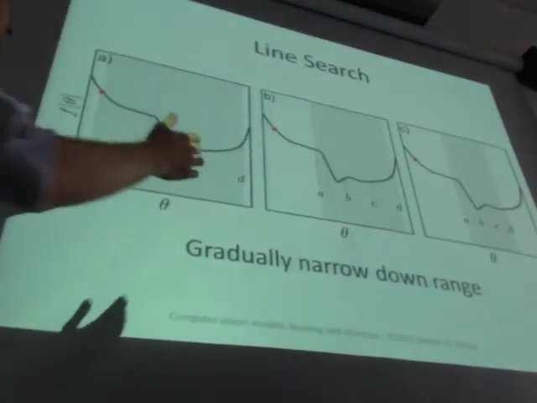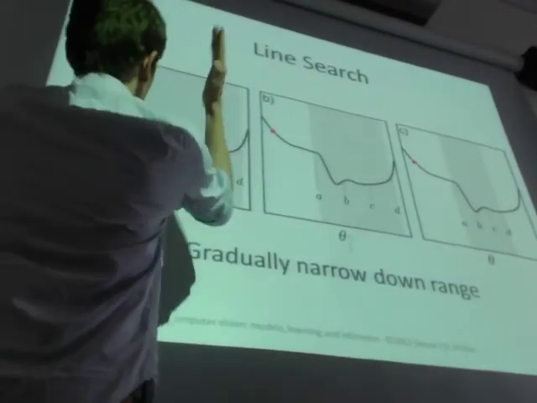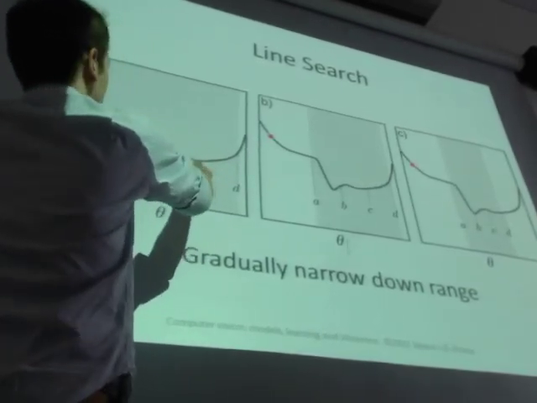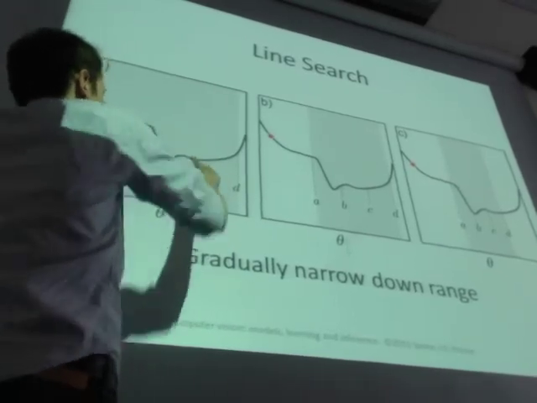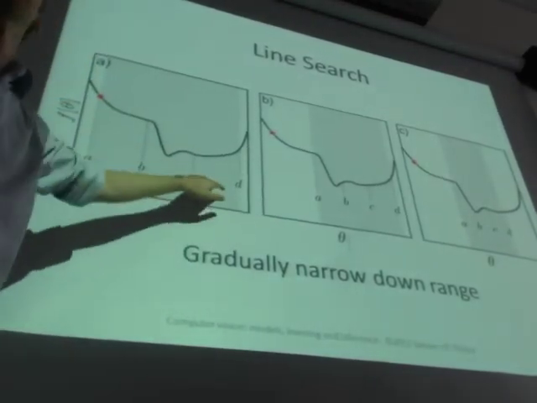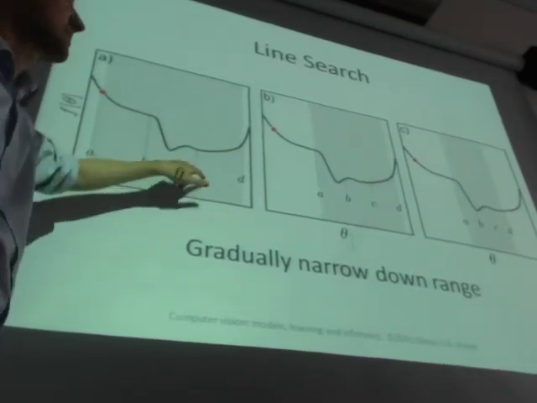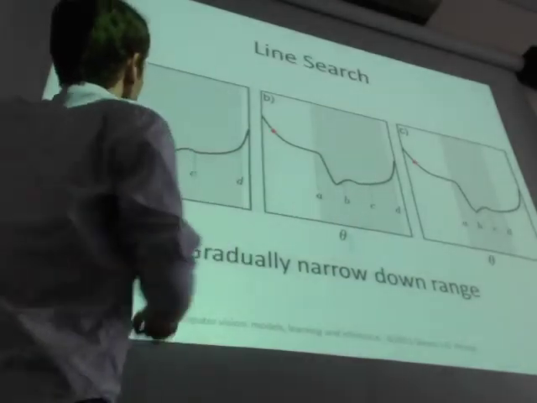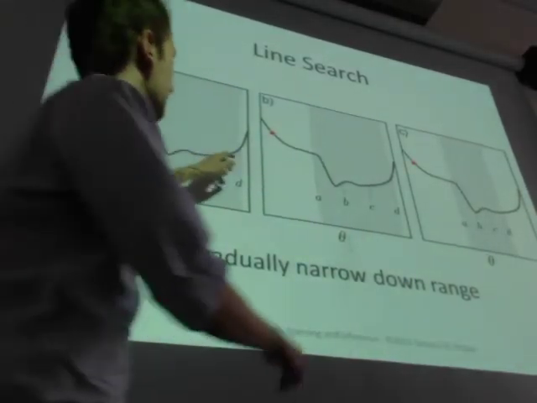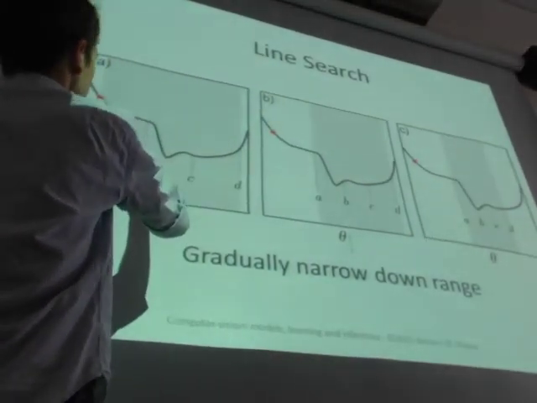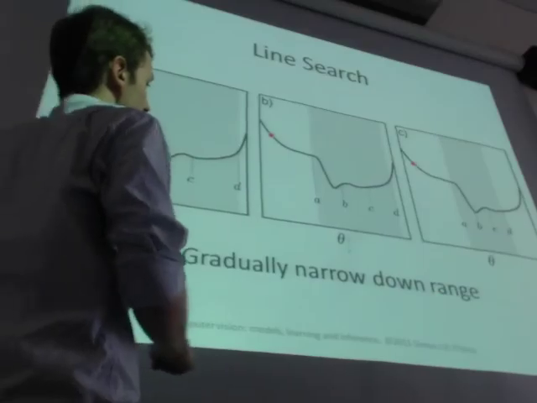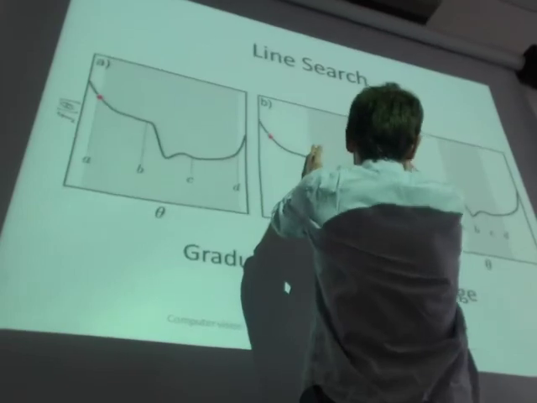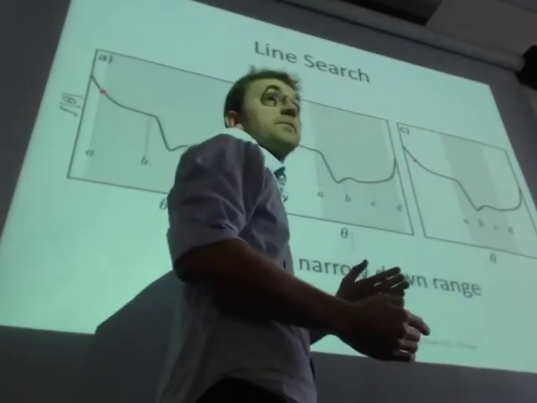You subdivide the range between A and D. We can do it equally. I'm going to make a B and a C. I'm going to evaluate my energy function at B and at C. If the energy at B and the energy at C are not equal, whichever one is higher, I'm going to clip that part off. So if the energy at B is higher, I'm going to clip off everything between A and B. I'm going to move A inwards, leave D here, and repartition this space with a new B and a new C.